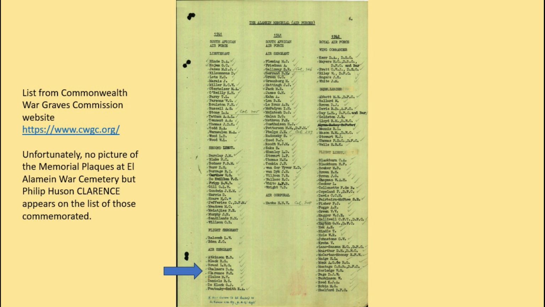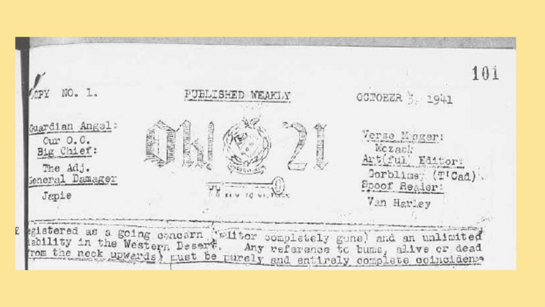What I found quite interesting is that in that operational war book, there's in fact a newsletter from the squadron, obviously distributed to its members, and it is filed away in that operational or war book diary. And it's quite amusing to see the top heading there. The guardian angel is our CO. The big chief is the adjutant. The general damager is Yapi.